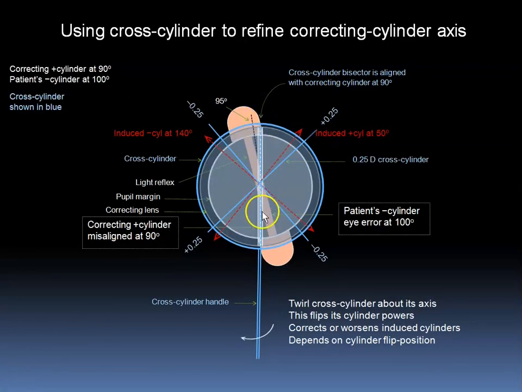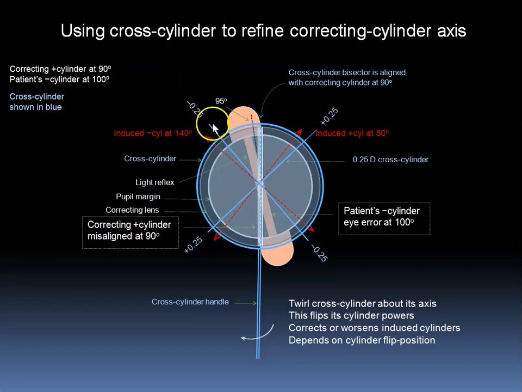By aligning the cross cylinder with the correcting cylinder at 90 degrees and flipping back and forth, in the position shown here where the plus cylinder is here, it adds to the induced cylinder, which is close to it here, shown in red. If we were to flip this around by twirling this cross cylinder, then the minus cylinder would appear in this axis and somewhat negate the plus cylinder that has been induced before.